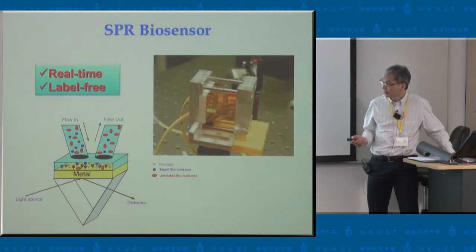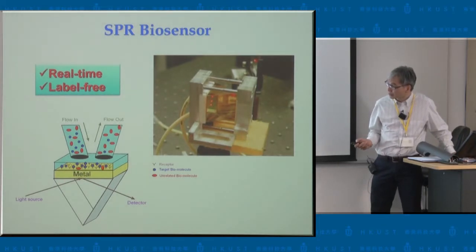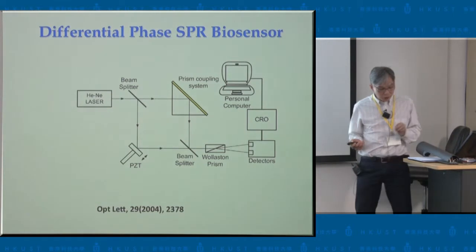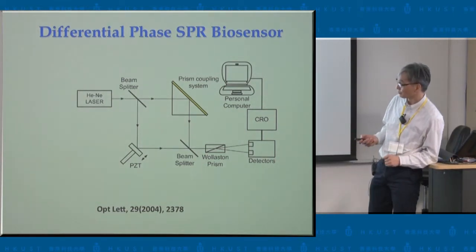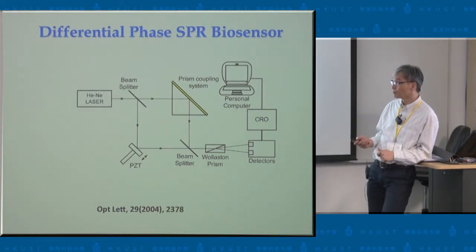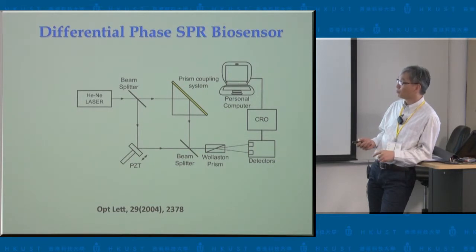So this is our experiment. Basically a prism, gold film, and then molecules on the surface, and then it tries to detect its target molecules. And since we are detecting the phase, we use a Mach-Zehnder interferometer, and this is where our contribution comes.